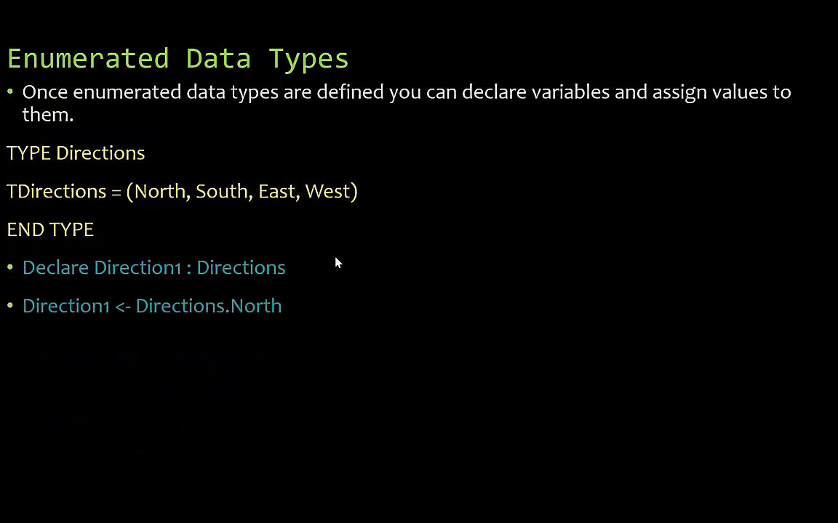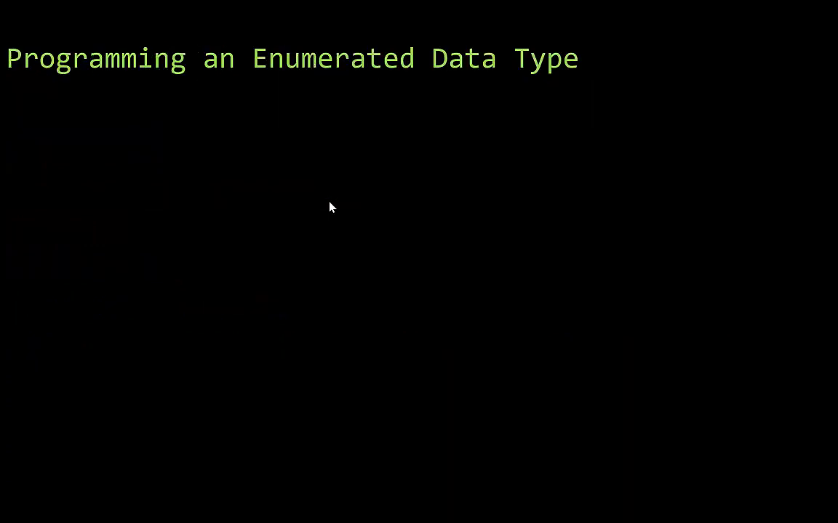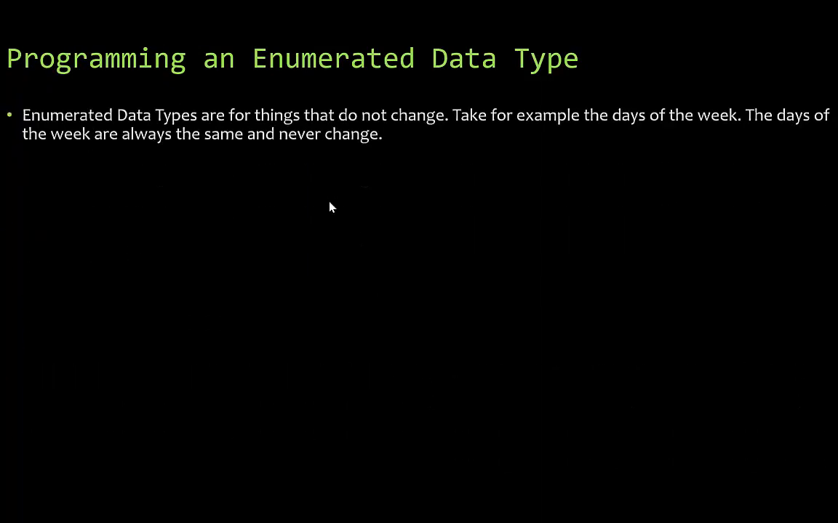I can also assign values. For example, direction 1, maybe I want it to be directions.north. I'm accessing directions. What data item am I accessing? .north. I'm assigning the value to direction 1. Now remember, all enumerated data types are considered non-composite data types. So let's program an enumerated data type. Let's take a look at an example.